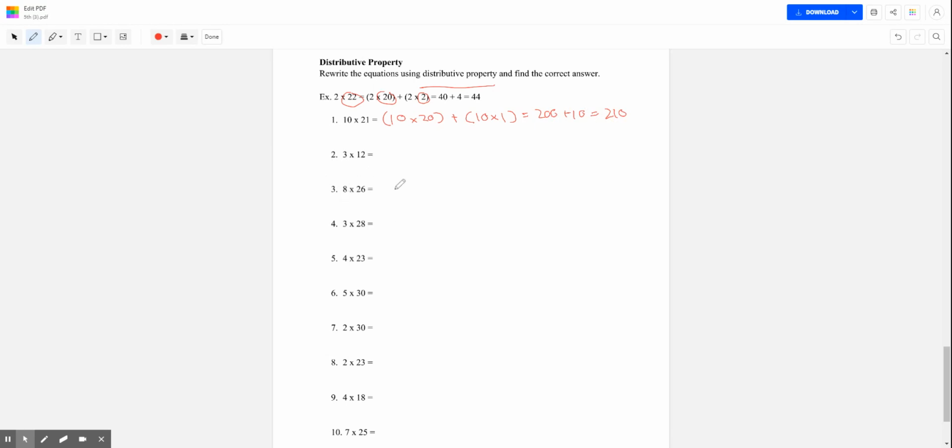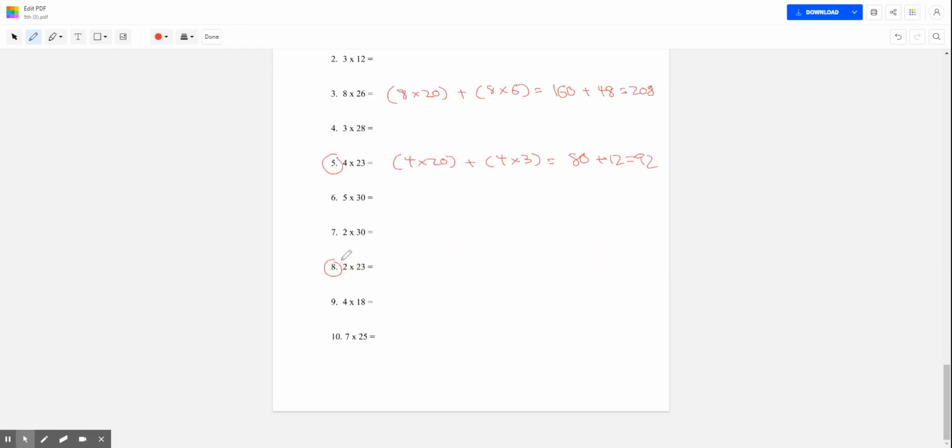Let's try number 3. We're going to split 26 into 20 and 6. So 8 times 20 plus 8 times 6. That is 160 plus 48. And that is 208. Let's try number 5. We're going to split 23 into 20 and 3. So 4 times 20 plus 4 times 3. That is 80 plus 12, which is equal to 92.